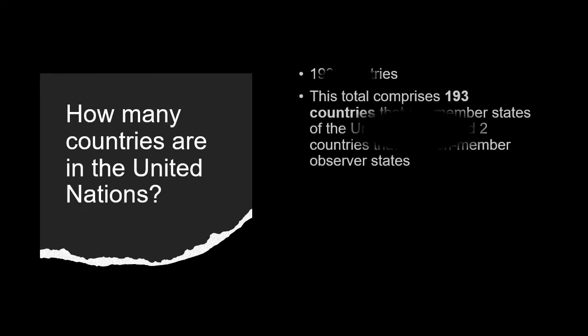How many countries are in the United Nations? 193 countries. This total comprises the 193 countries that are member states of the United Nations and 2 countries that are non-member observer states.